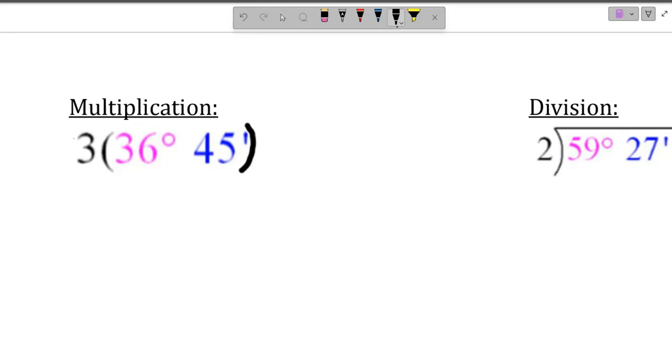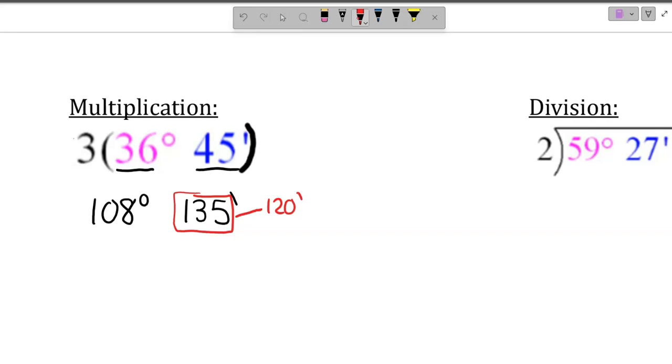Moving into multiplication and division, the same idea. So when you have 3 times this, we're tripling both the number of degrees and the number of minutes in this situation. So 36 times 3 is 108 degrees, and 45 times 3 is going to be 135 minutes. Just as we've mentioned before, we need to look at this number 135, and we'll see that there's 120 minutes contained in it, and we know that that is equivalent to 2 degrees.